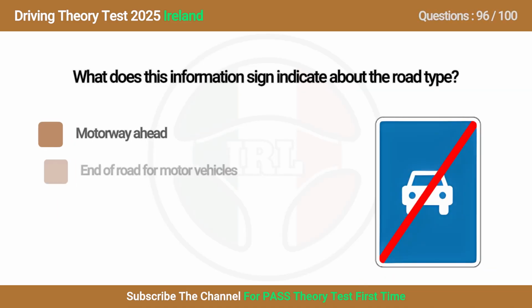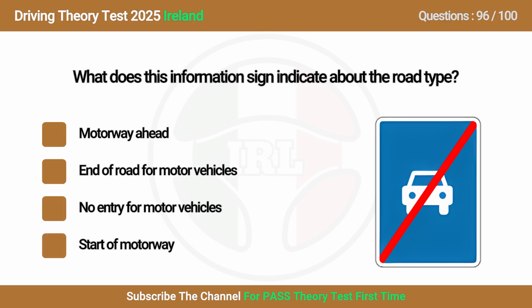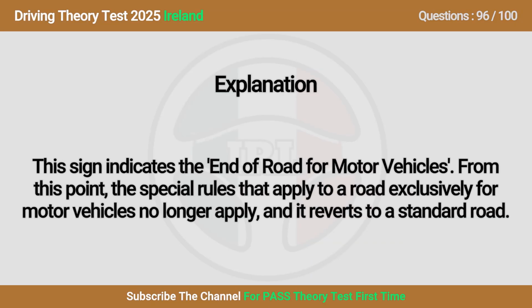Question 96. What does this information sign indicate about the road type? A. Motorway ahead. B. End of road for motor vehicles. C. No entry for motor vehicles. D. Start of motorway. Answer is B. End of road for motor vehicles. This sign indicates the end of road for motor vehicles. From this point, the special rules that apply to a road exclusively for motor vehicles no longer apply, and it reverts to a standard road.